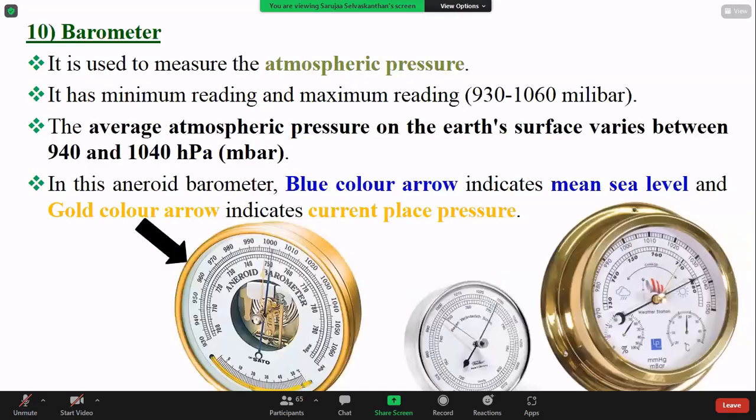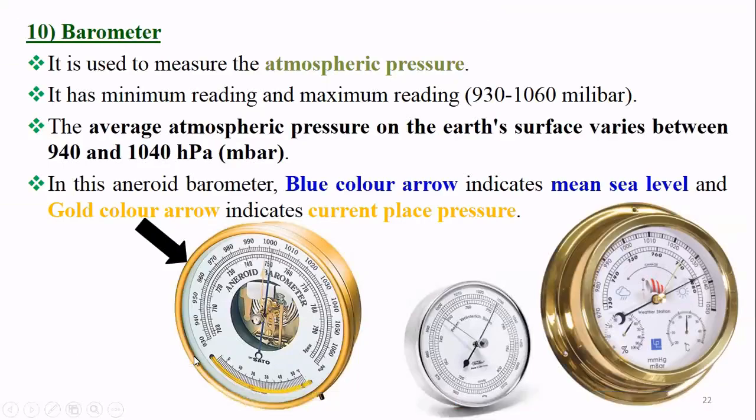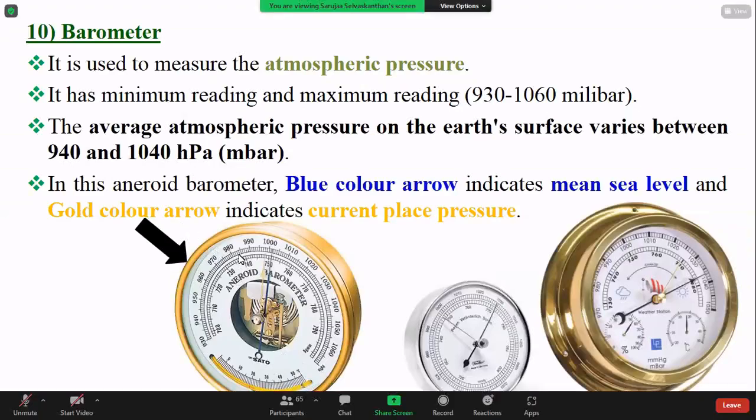A barometer is used to measure the atmospheric pressure. Okay, first point you have to know, it has a minimum reading and a maximum reading. From the picture you can get the minimum reading and maximum reading. And there will be two arrows.